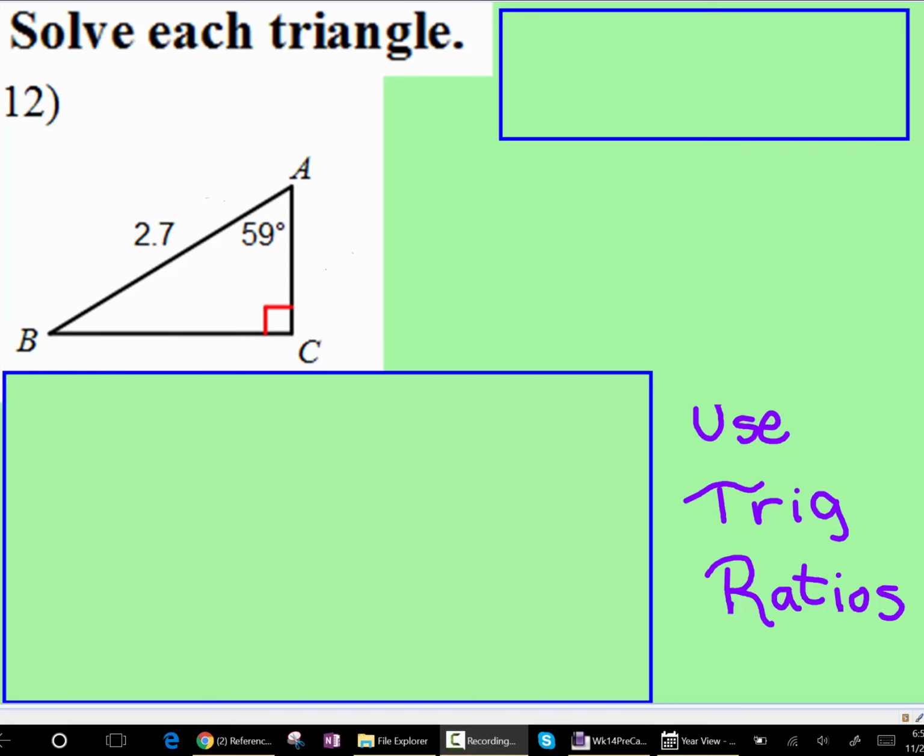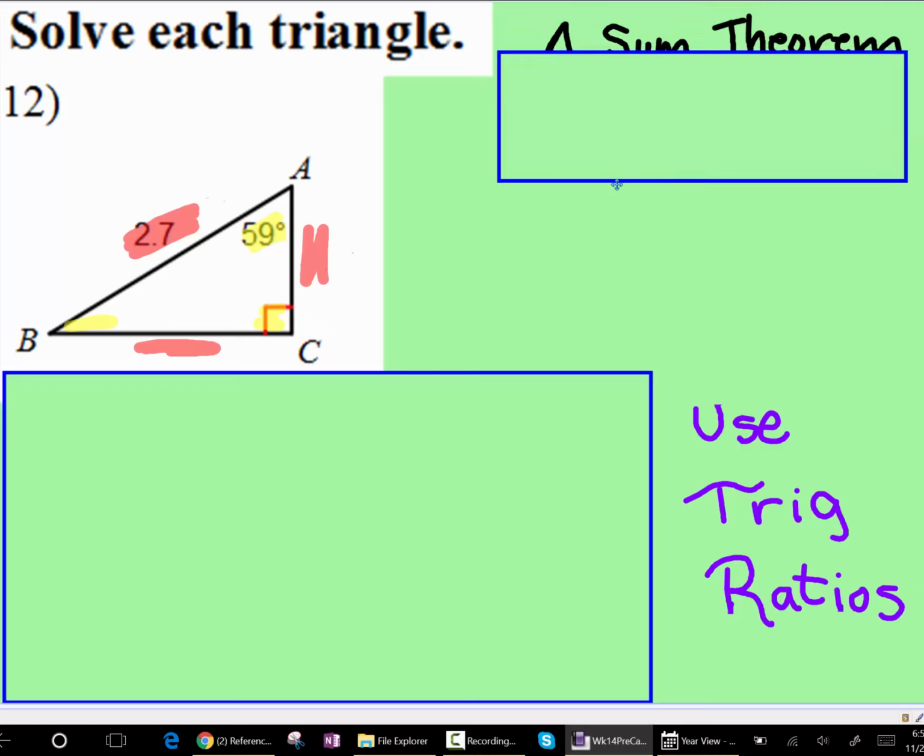Okay, solve each triangle. You're going to be given some pieces of a triangle, and you're expected to solve it. What that means is they want to know every angle measure and every side measure. That's it. That's what it means, solve each triangle. And typically when they want you to do this, it's a right triangle. Once in a while it won't be, but most of the time it is, and you need to use a couple of things.